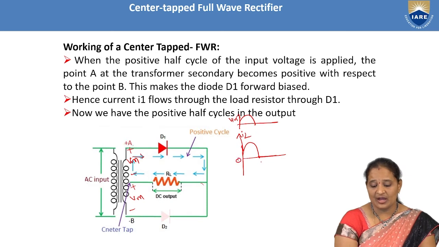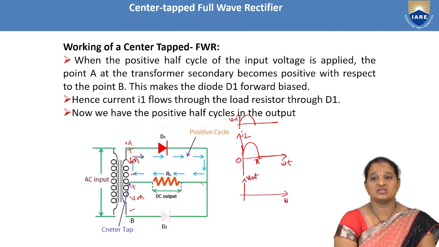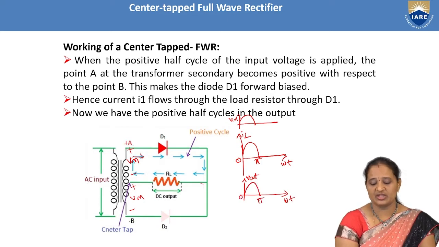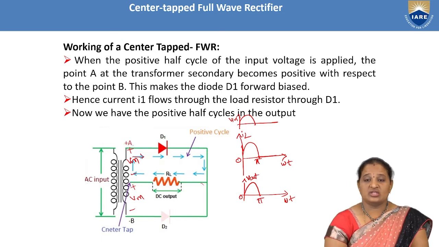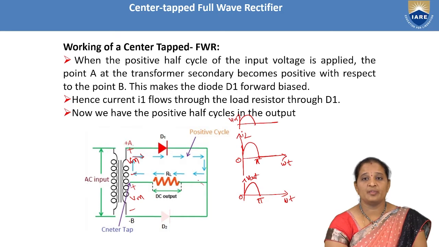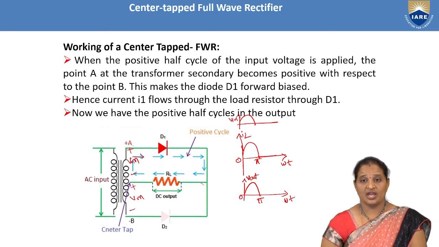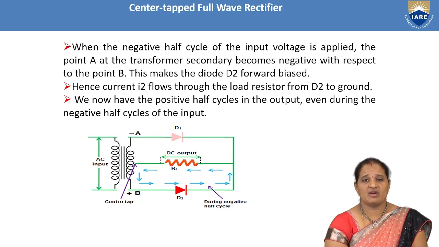As the load current is varying sinusoidally, the output voltage across the load resistor, which we are representing as V out, will also vary sinusoidally from 0 to pi. That is during the positive half cycle of input voltage. So this current through the load resistor is due to the diode D1, which is on during the positive half cycle of input voltage. Now, what happens during the negative half cycle?